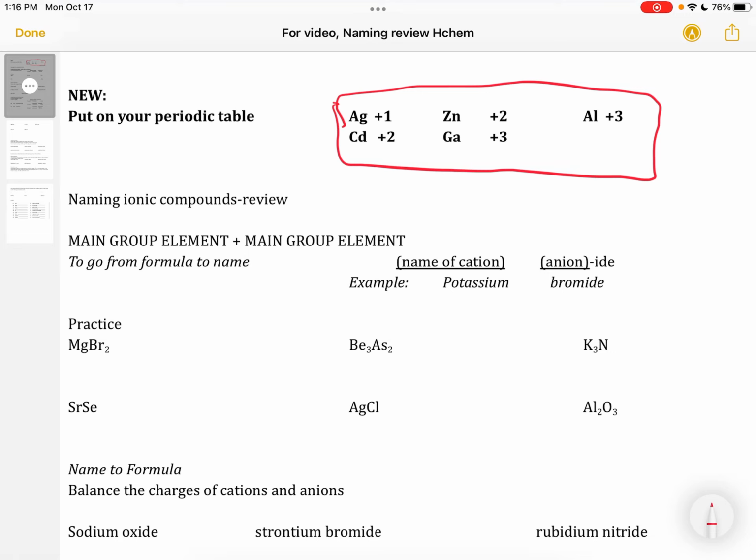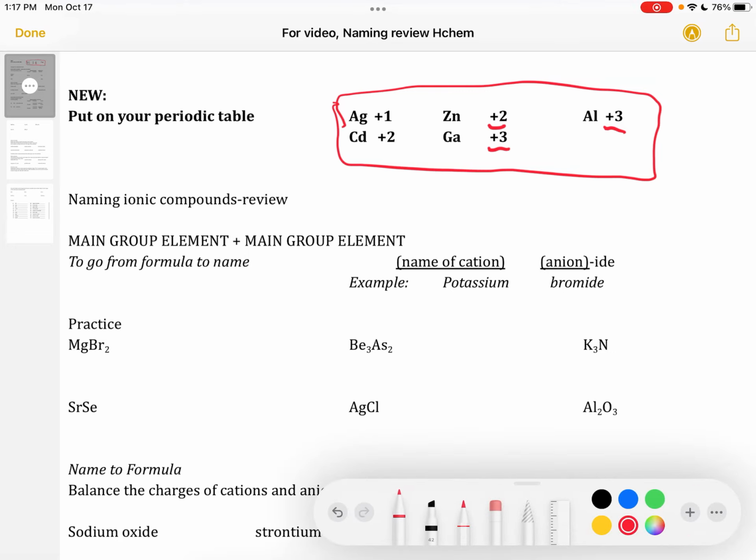So Ag, silver, is always a +1 charge. Cadmium, Cd, is always a +2. Zinc, Zn, is a +2. Gallium is a +3. And aluminum is a +3 as well. Okay, so fill those in. So those charges will never change. Okay, they're always going to be that charge.